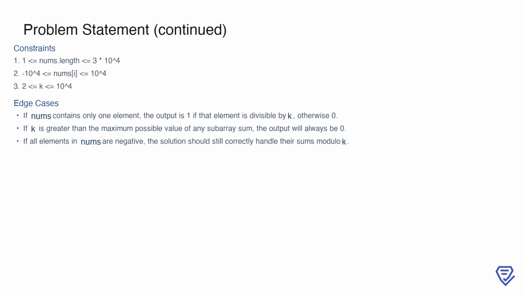There are a few constraints and edge cases to consider. First, the length of nums is between 1 and 30,000, and each element falls between -10,000 and 10,000. The value of k ranges from 2 to 10,000. For edge cases, if nums contains only one element, the output is 1 if that element is divisible by k, and 0 otherwise. Similarly, if k is greater than the largest possible subarray sum, the output is always 0, since no subarray sum can meet the condition. Finally, if all elements in nums are negative, the solution must still correctly handle the modulo operation to determine divisibility. These constraints and edge cases ensure that the solution is robust and works for all valid inputs.